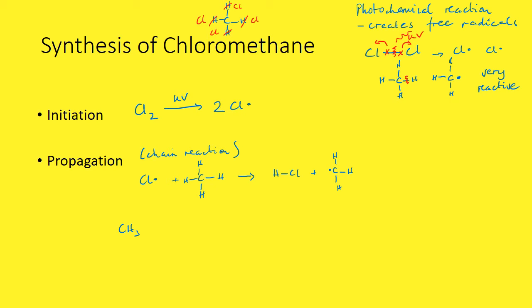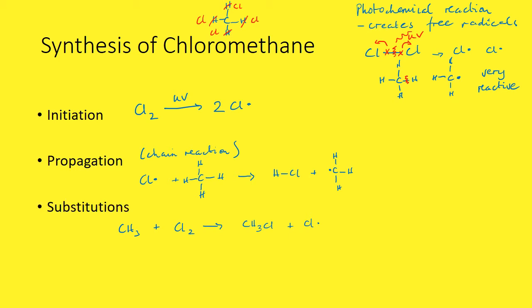That's the CH3 radical, and that goes on to react with another molecule. There's another chlorine molecule nearby, perhaps, and that is going to make another new molecule. It's going to create this molecule here, that's chloromethane, and leave another free radical there.